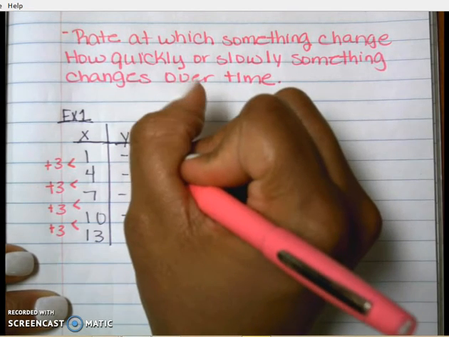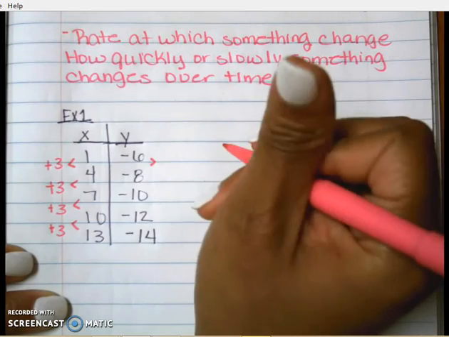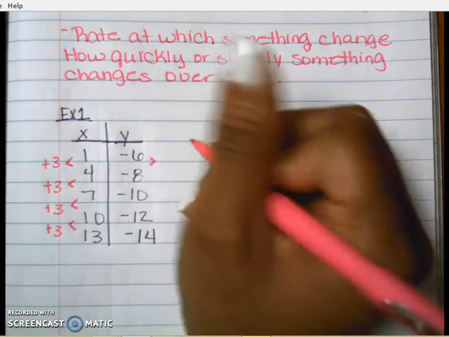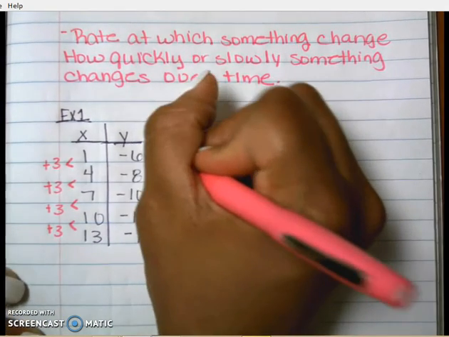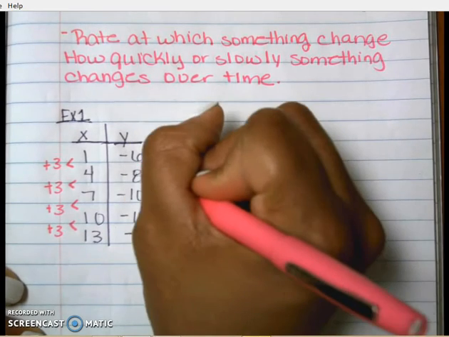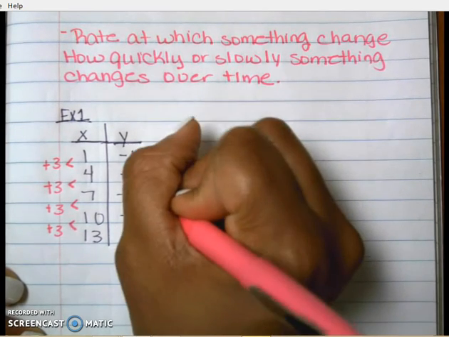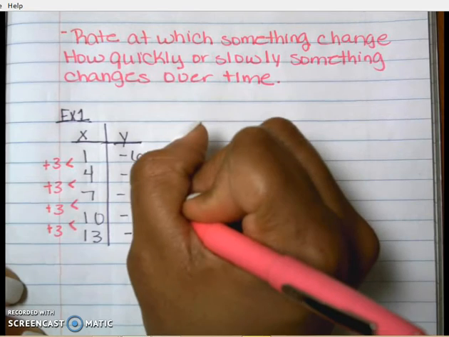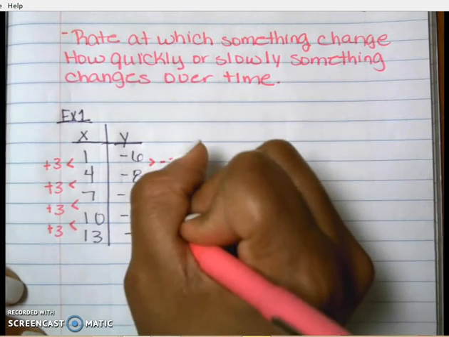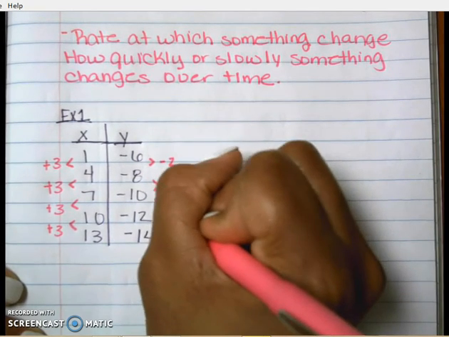On the y-axis, from -6 to -8, what am I doing? I'm going to subtract 2. And from -8 to -10, I'm subtracting 2. -10 to -12, subtracting 2. And -12 to -14, I am subtracting 2.